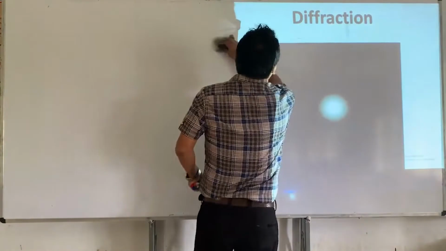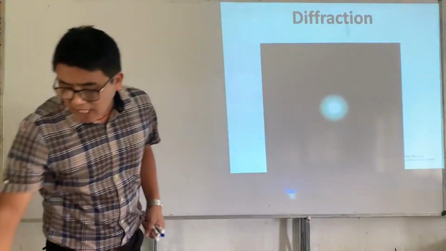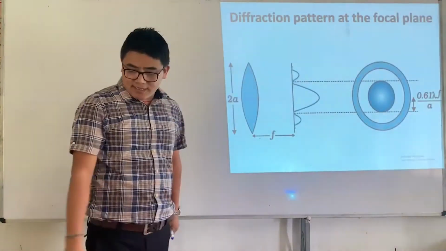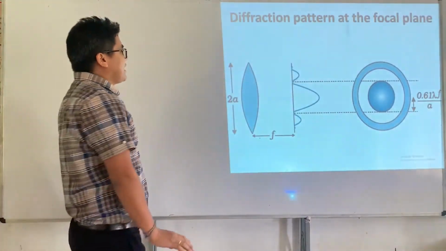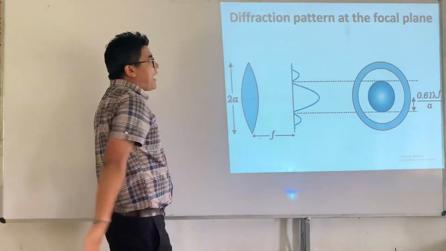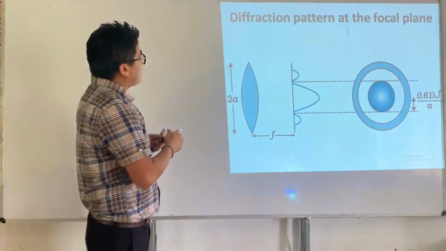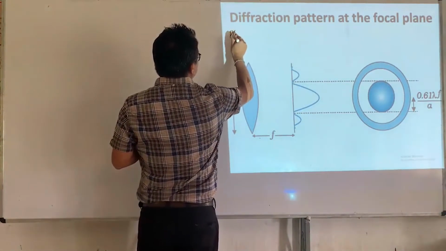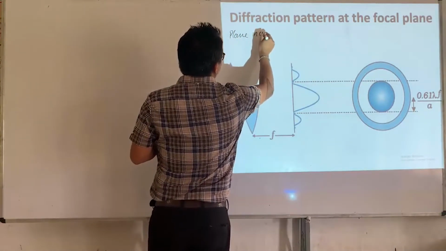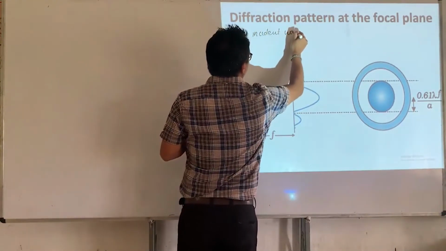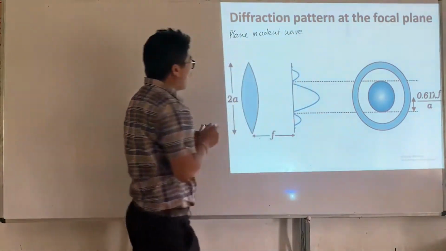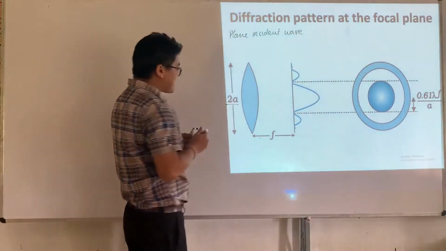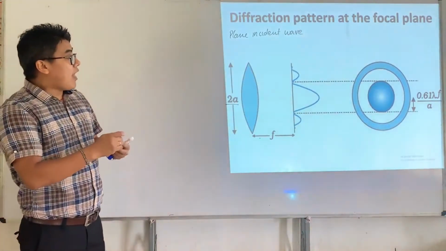And now we would like to have an objective lens. So now let's say I have parallel incident waves, let's say a plane incident wave falls on this. This is the objective lens having a size 2a.